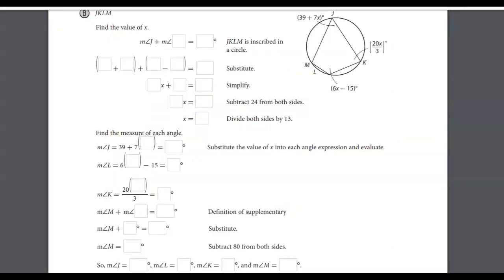Ooh, this is a fun one. It's got fractions. Everybody loves fractions, right? I know Gabby and Danny do, right?